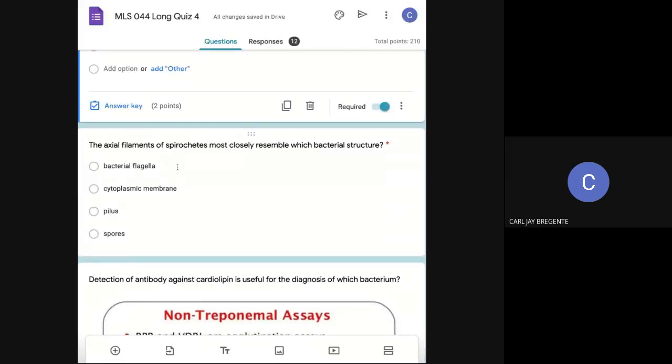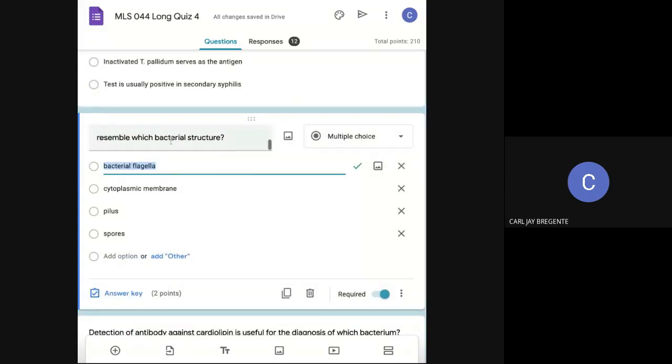The axial filaments of spirochetes resemble which structure? This is flagella, because your axial filaments serve as the organ of locomotion for your spirochetes. They do not have flagella, but rather they contain axial filaments. Those axial filaments are found in their cytoplasmic membranes.